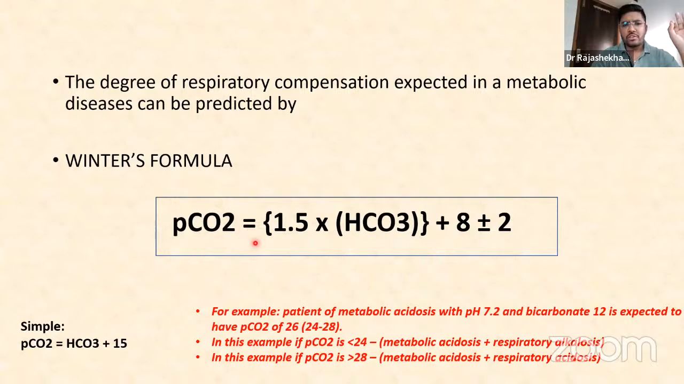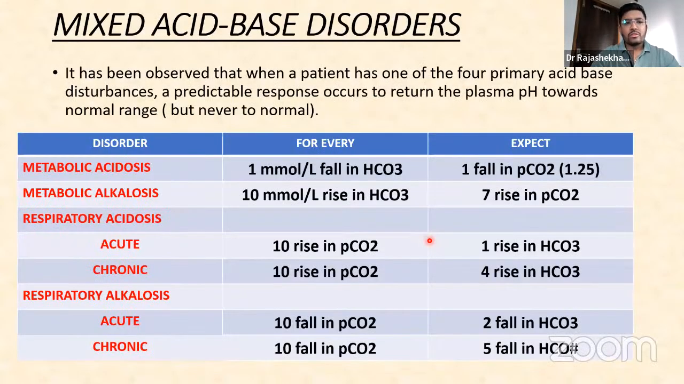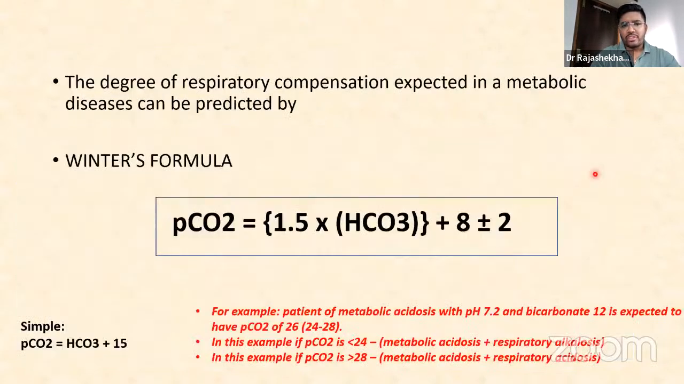The PCO2 is equivalent to 1.5 times the bicarbonate plus 8, plus or minus 2. This is how we are going to calculate the PCO2 compensation in case of metabolic diseases, either metabolic acidosis or metabolic alkalosis, to know the compensation. As I told you, for every 1 millimole fall in bicarbonate, the PCO2 decreases by 1 mmHg. But for calculation purposes, this formula is usually considered.